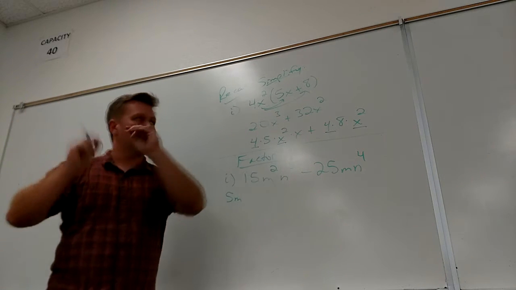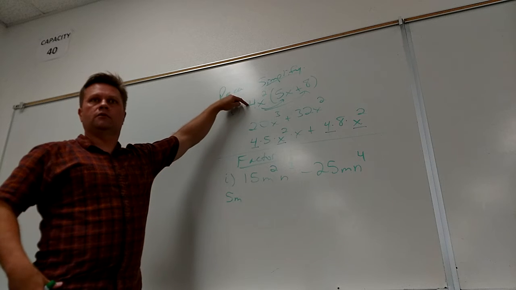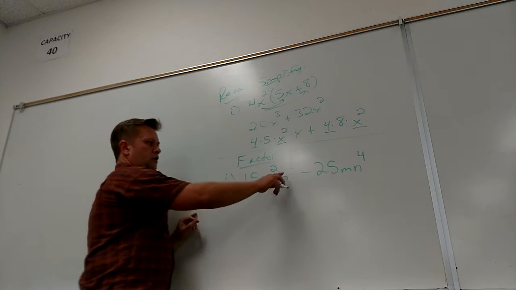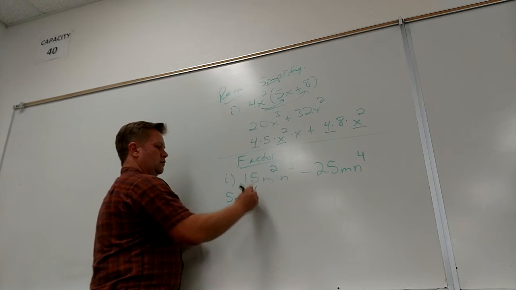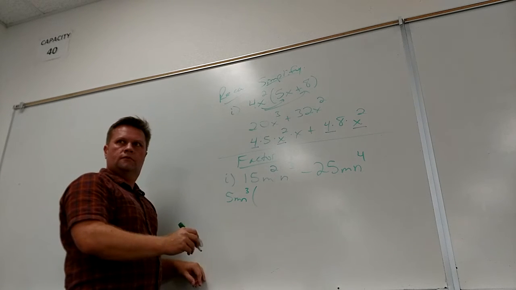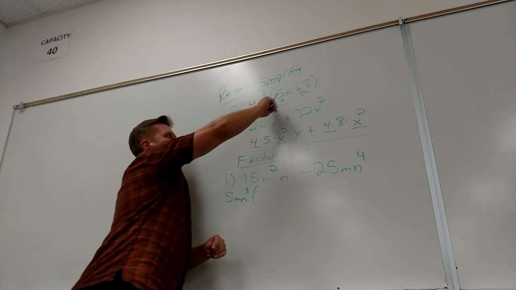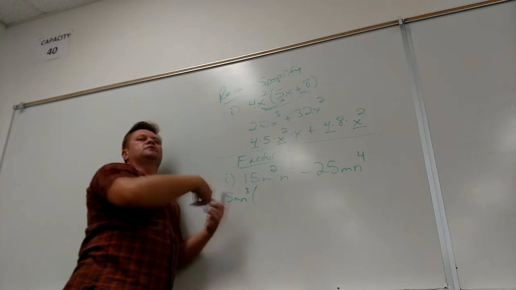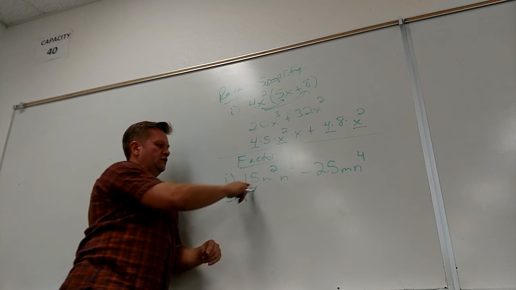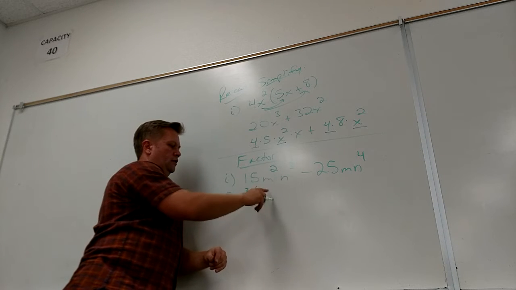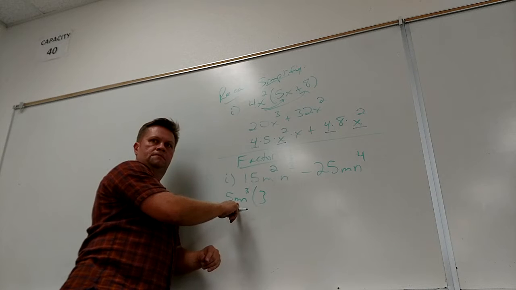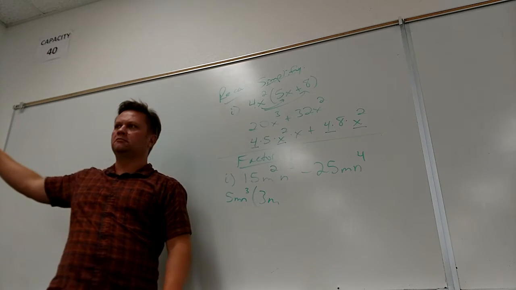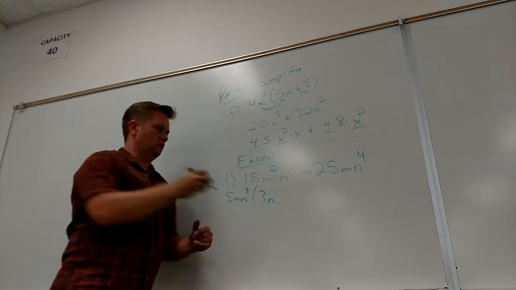Keep in mind, it's the opposite of what we're doing here. It's trying to undo this. So I can take out N cubed. Now, what was I doing when I put this in? Multiplying. So what am I doing when I'm taking this out? Dividing. 15 divided by 5? 3. M squared divided by M? M. N cubed divided by N cubed? They're all gone. It would be times 1.